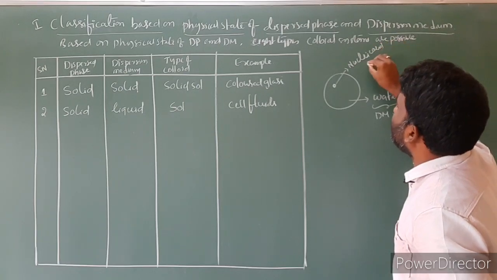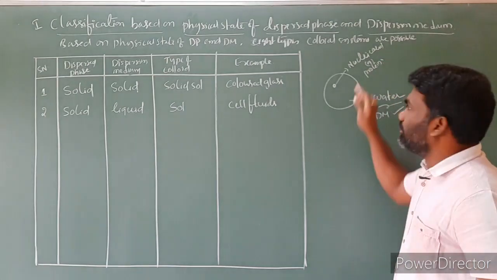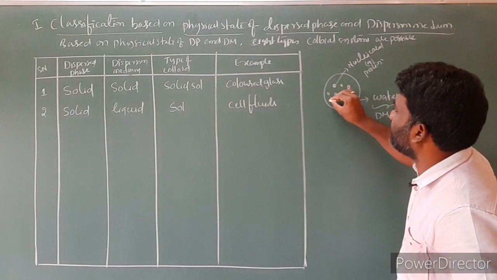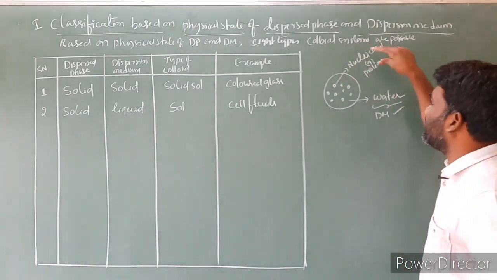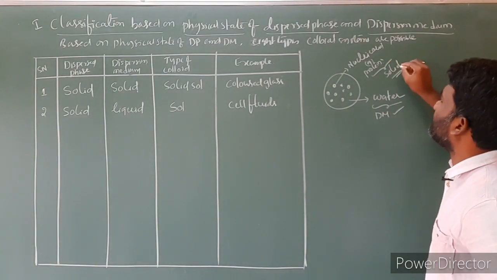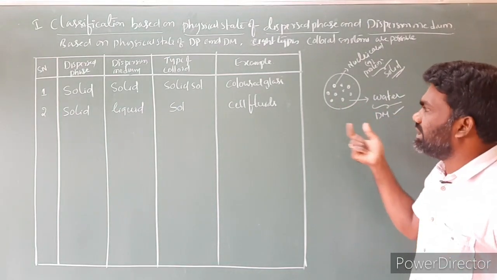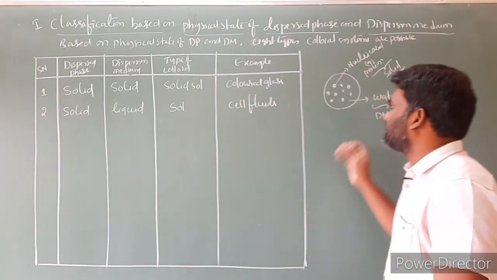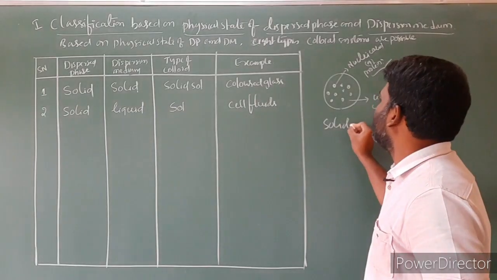So we can take nucleic acids or proteins. These nucleic acids and proteins are dispersed in water in the cell. Of course, many other particles are present, but I am taking nucleic acids and proteins. These are solid particles, dispersed in liquid water. So the cell fluid is an example of solid in liquid.